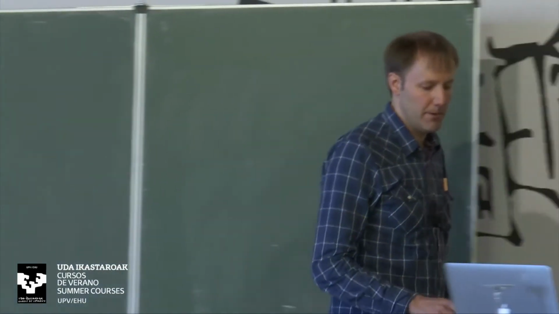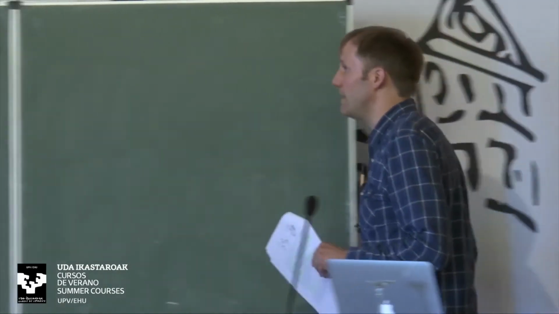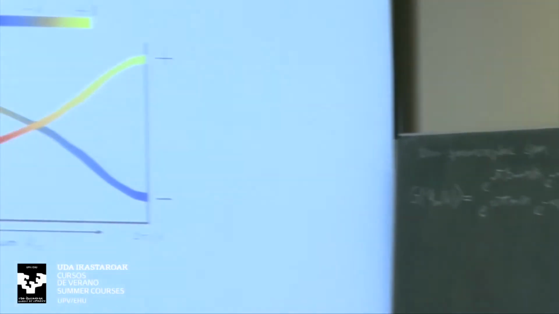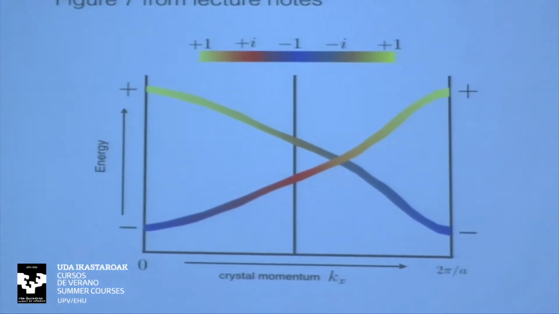So then you can basically draw this picture here. You can then think about how these bands must now evolve as I go through the unit cell.